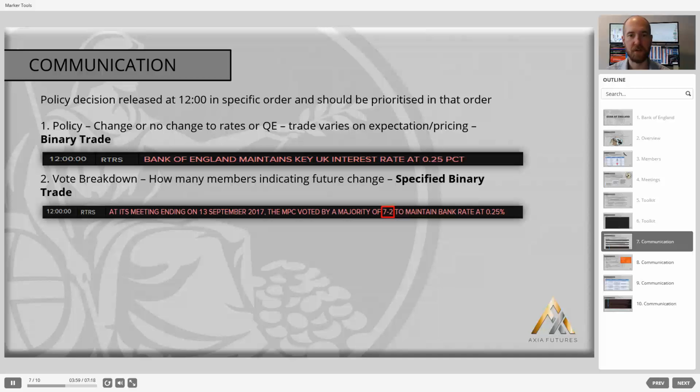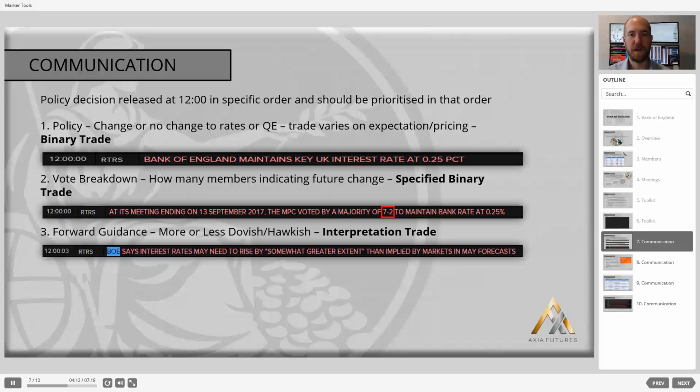So it's not just that vote breakdown, that's the first thing the market will react to. Then the information you get after that does give you a little bit more colour around that decision. Next up, your forward guidance. This is where the Bank of England provides you an opportunity for an interpretation trade, assuming that there's no change in rates and no change in the vote breakdown or no change compared to the expectations. Then it's down to the interpretation of their forward guidance. Have they shifted forward guidance anyway? Are they implying that perhaps there is something going to happen at the next meeting?